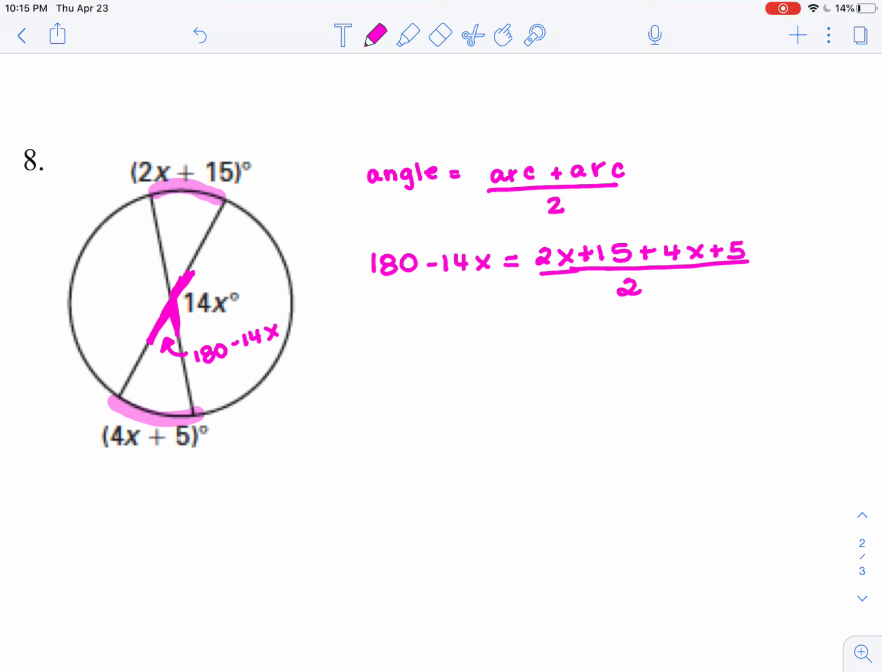Once we set up our equation, we can multiply both sides by 2. So 360 minus 28x equals 6x plus 20. Just combine like terms in the numerator. Then we should get 340 equals 34x. And when you divide both sides by 34, x equals 10.